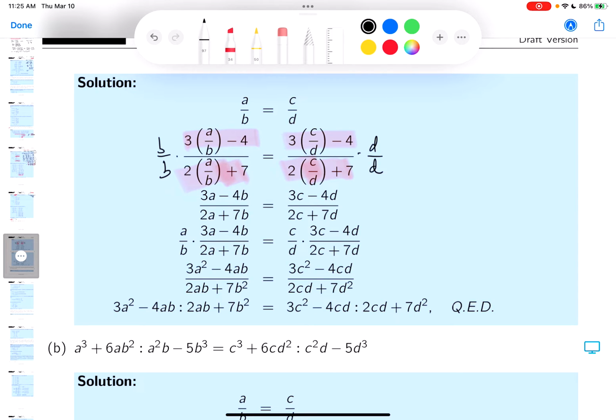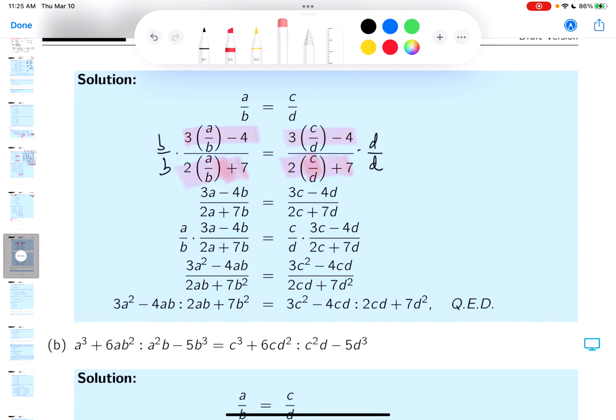And what would you get? You get 3a minus 4b on top. On bottom, you get 2a plus 7b. All right? Now, if you did the other side, if multiplied by d, you get 3c minus 4d on top, and you get 2c plus 7d on bottom. So I'm pretty comfortable with that step. Let me erase this over here. And again, we're looking at steps, and I'm going to say I'm comfortable with this.